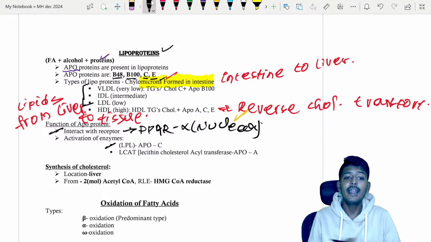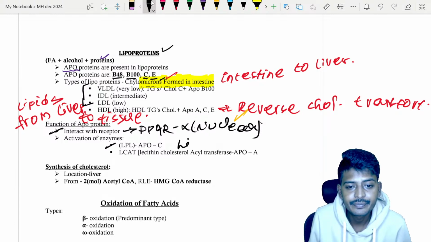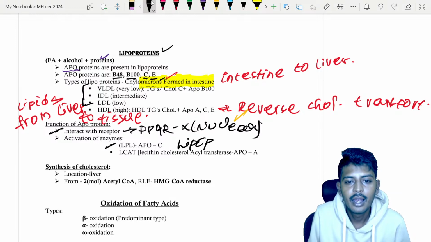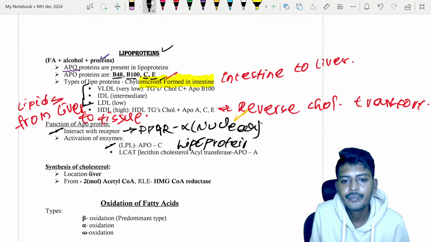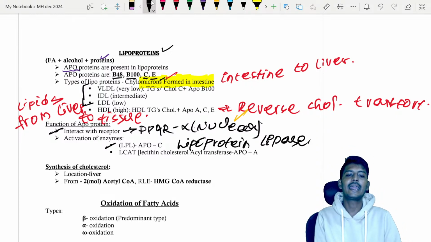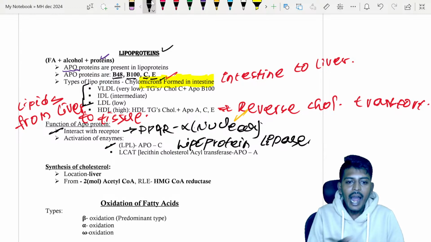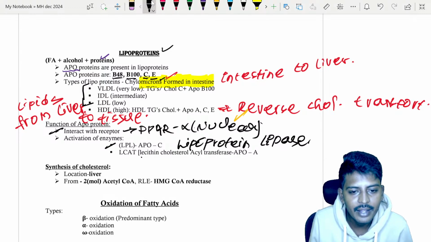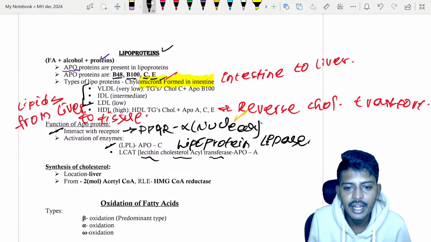LPL. What is LPL? Lipoprotein lipase. Lipoprotein lipase is activated by apoprotein C. Okay, and also it will activate one enzyme called lecithin cholesterol acyl transferase.